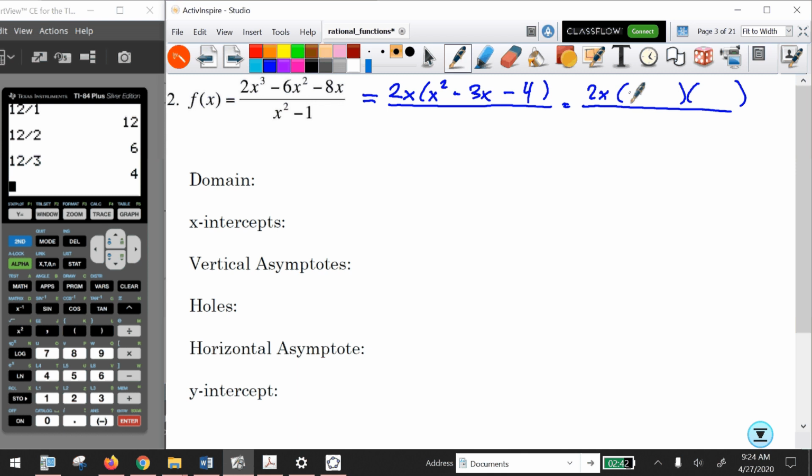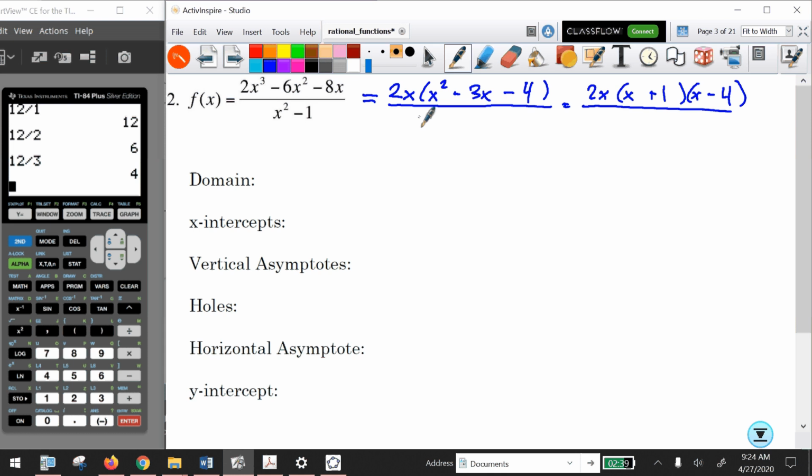What times what gives us x squared? x times x. Now we need 2 numbers that have a product of negative 4 and a sum of negative 3. Well, 1 goes into 4 times, and 1 minus 4 is equal to negative 3. So this is going to be a positive 1 and a negative 4. They multiply to negative 4 and add up to negative 3.